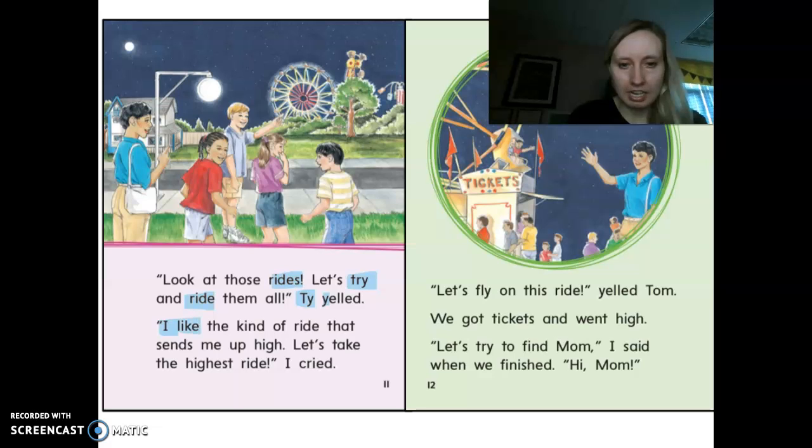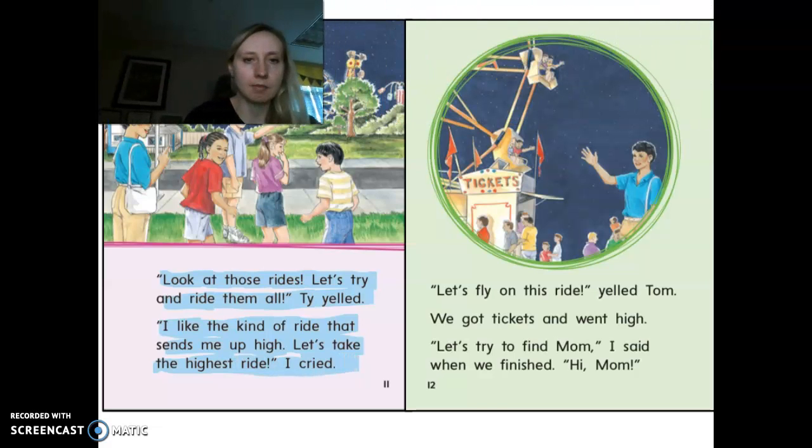I like the kind of ride that sends me up high. Let's take the highest ride, I cried. Okay, here we go together. Look at those rides. Let's try and ride them all. Ty yelled. I like the kind of ride that sends me up high. Let's take the highest ride, I cried.